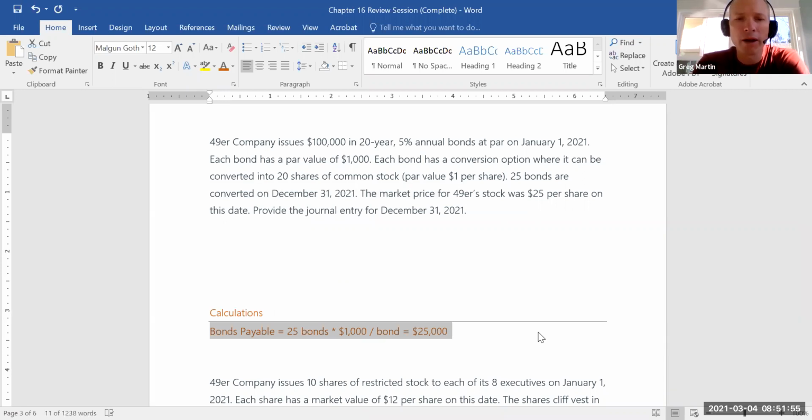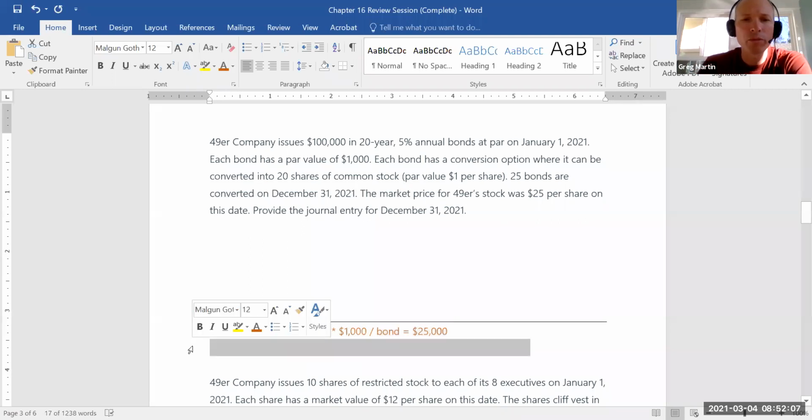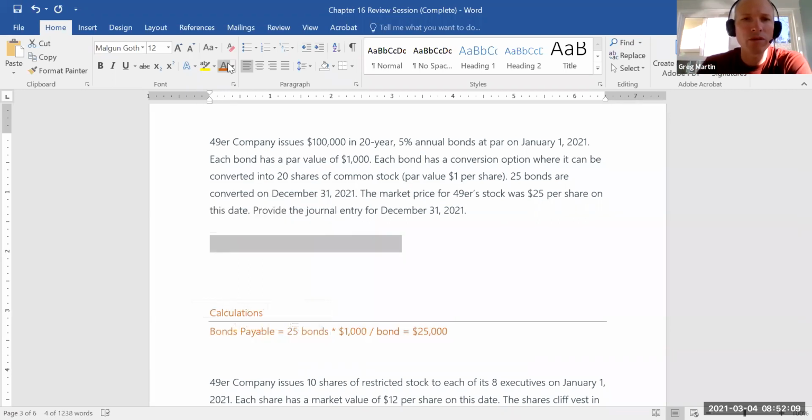The bonds payable account, of course, there's 25 bonds. Each bond has $1,000 par value. So the amount of bonds that are being converted is $25,000. So that's the amount that needs to come off of our books for the bonds payable. Let's see, I think I put that right there.